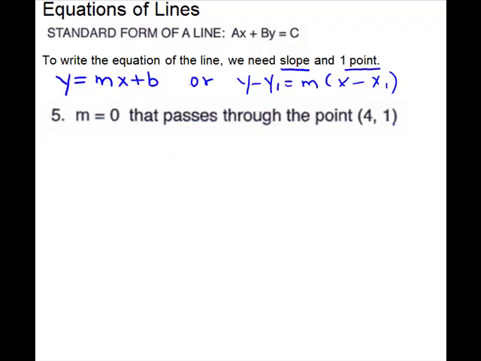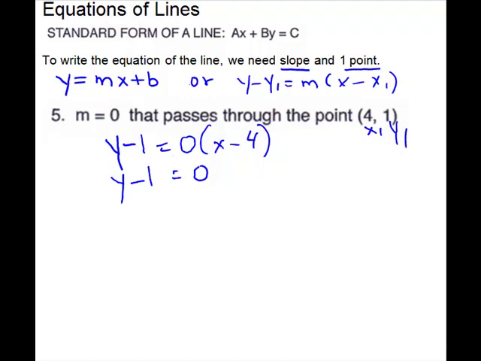Let's go ahead and go through these steps. So we'll use point-slope form. So y minus our y1, this will be x1, y1. So y minus 1 equals our m, which is 0, times x minus 4. 0 times anything is 0.